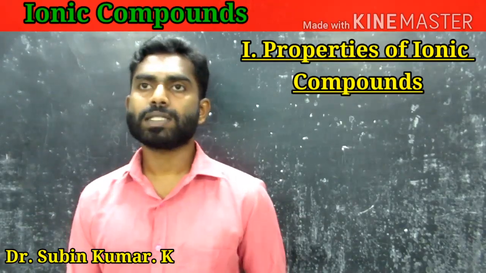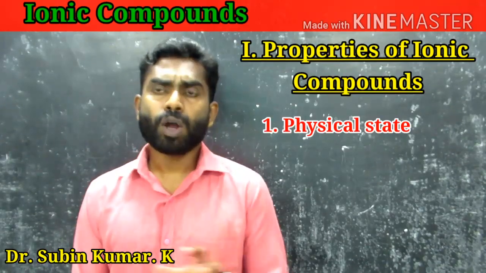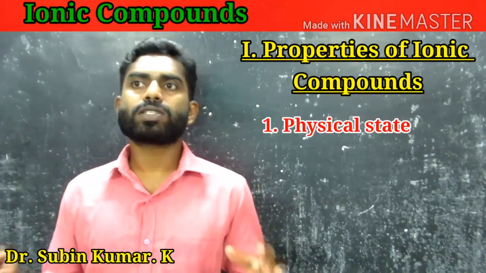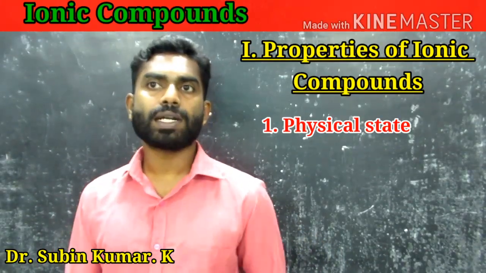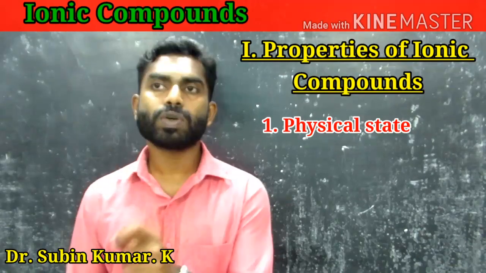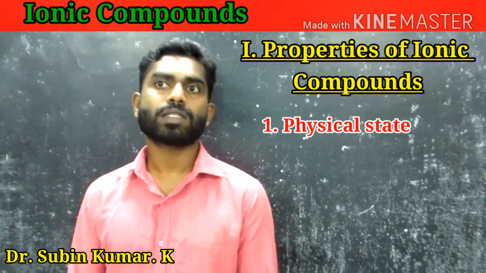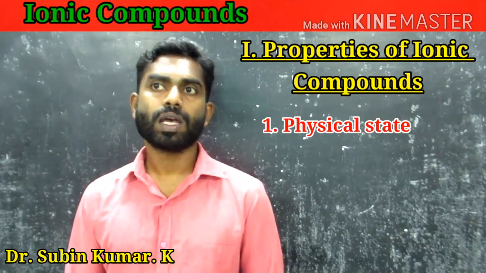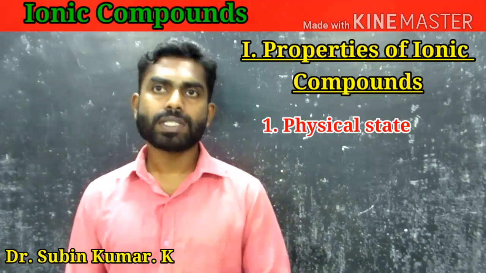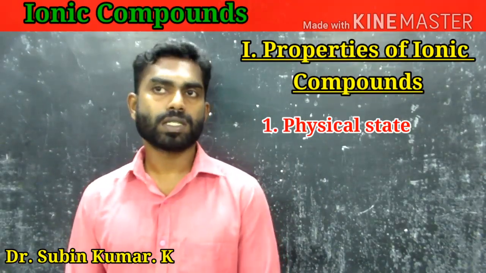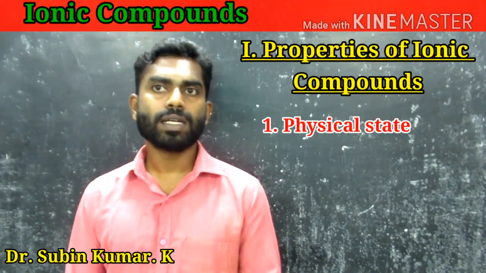The first property is physical state. Under normal conditions, ionic compounds exist in the form of crystalline solids with a well-defined geometrical arrangement of constituent ions. Example, NaCl crystals: each Na+ is surrounded by 6 Cl- ions and each Cl- ion is surrounded by 6 Na+ ions.